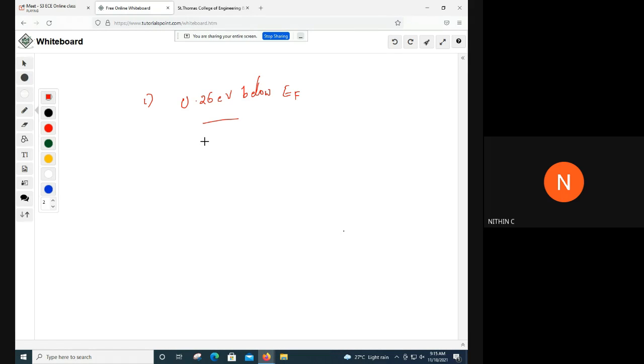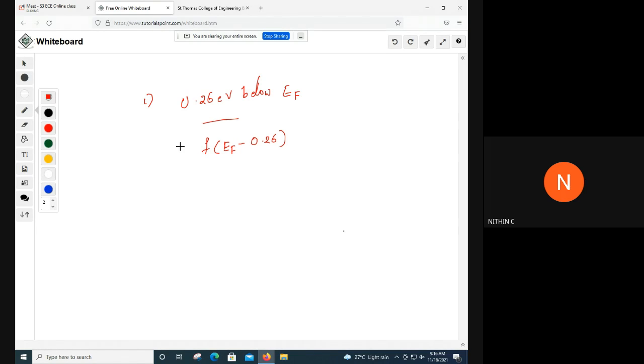If it was asked for the probability of occupancy, you should have written F of EF minus 0.26. It's not plus. Why? It is mentioned like 0.26 electron volt below EF. That energy level is actually below EF by 0.26. So you can write it as F of EF minus 0.26. This will give you the probability of occupancy, but you are not asked for that.